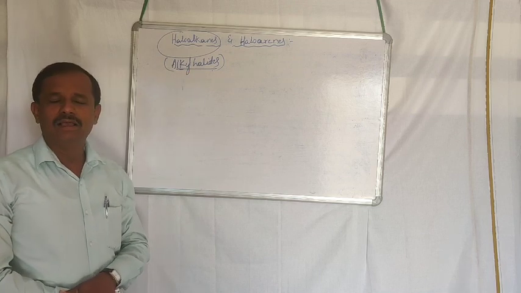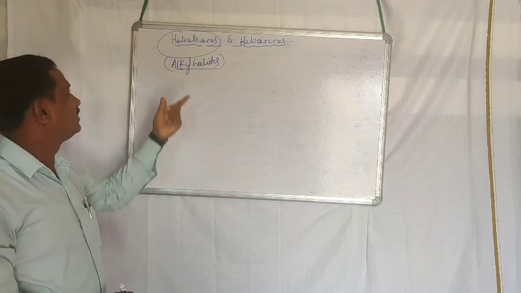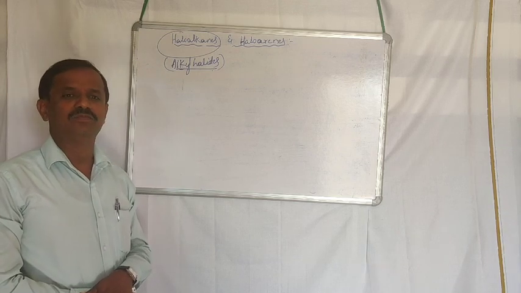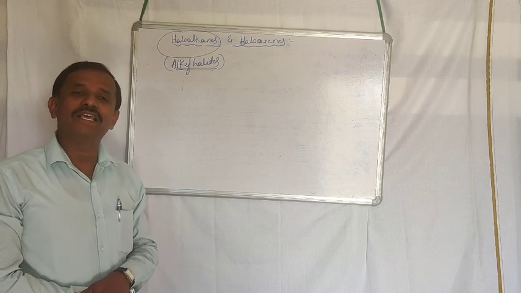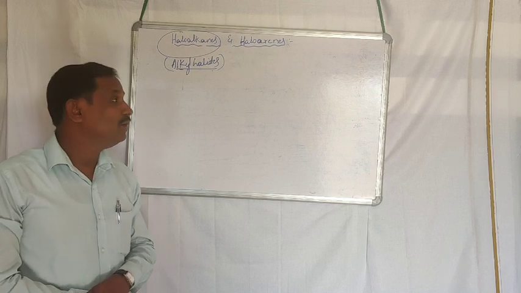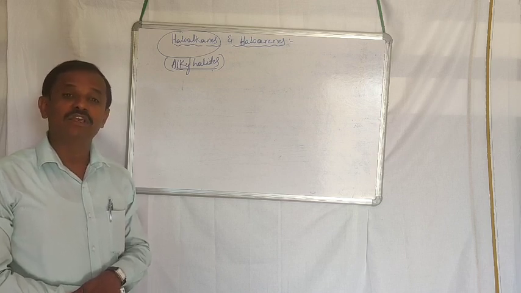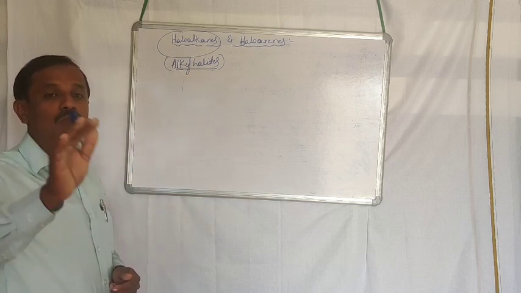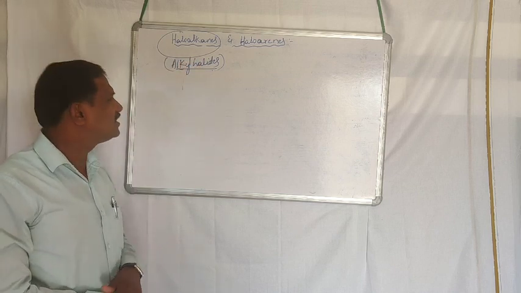Now we will discuss what haloalkanes are. The halogen derivatives of alkanes are called haloalkanes. How do you obtain these haloalkanes? Very simple: by replacing one or more hydrogen atoms of alkanes with halogens like fluorine, chlorine, bromine, iodine, etc. to get haloalkanes.